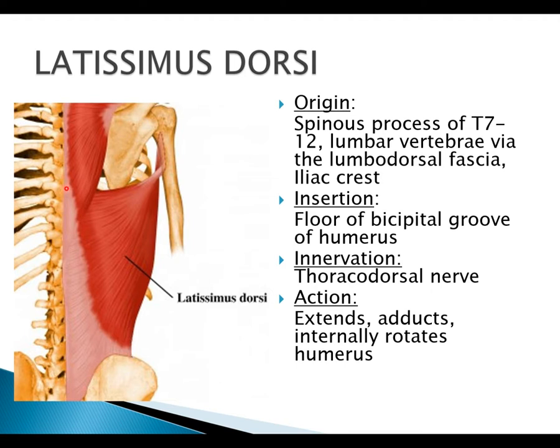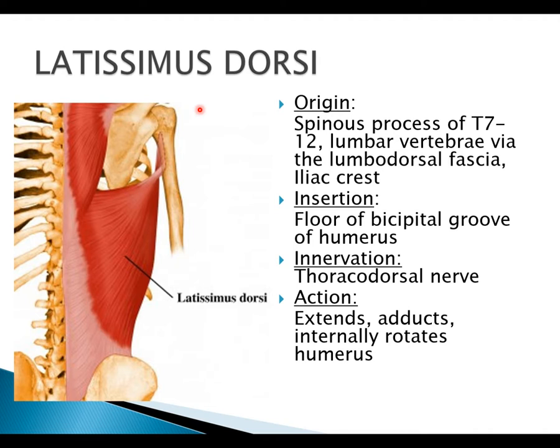The interesting thing is it has a very broad origin, but it's going to have a very specific insertion point. It is going to insert on the floor of the bicipital groove of the humerus. So it actually comes from the back into the armpit, around into the front side of the humerus, into the bicipital groove. Again, if you understand how it runs, then the action should make sense. When the arm is in flexion, it will extend it. When it's in abduction, it will cause adduction. And based on the location, it will also do internal or medial rotation of the humerus.